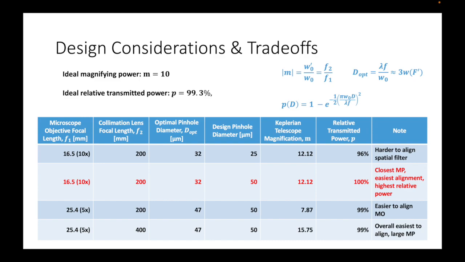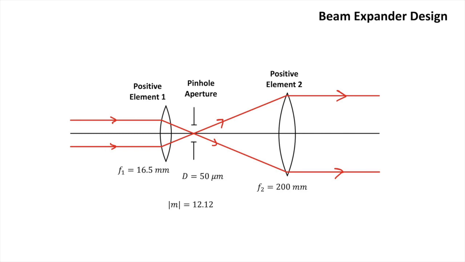As seen here, we identified several design combinations and calculated the corresponding optimal pinhole size, telescope magnification, and relative transmitted power using the listed equations. Ultimately, we decided to use a 10x microscope objective, 200mm focal length collimation lens, and 50-micron pinhole, which has the closest magnification and transmitted the most power as designed. However, we expected the pinhole size to result in a beam with noticeable noise.